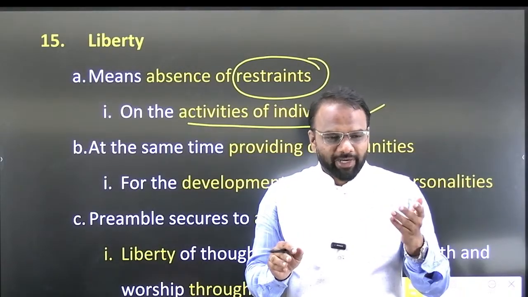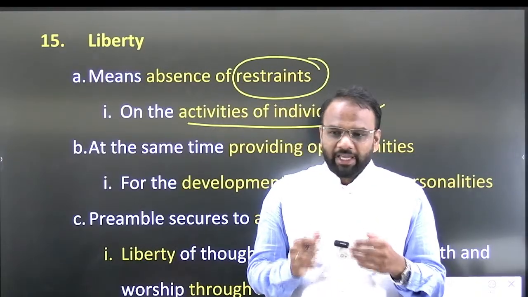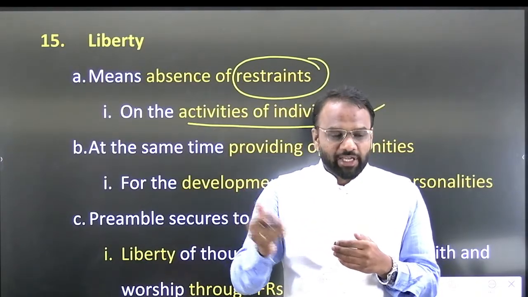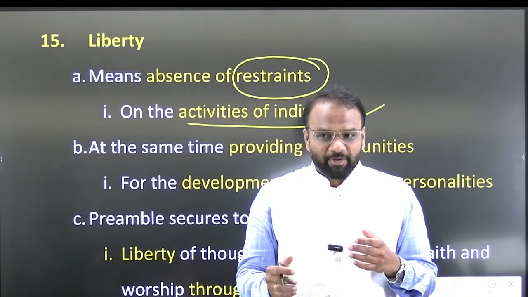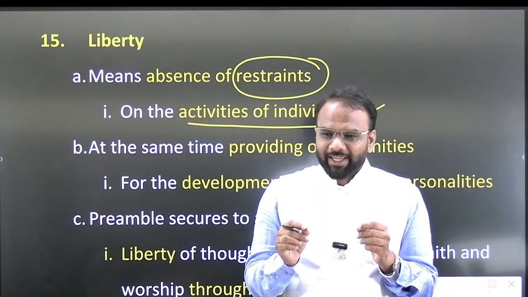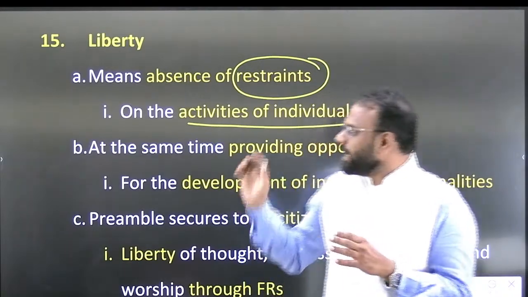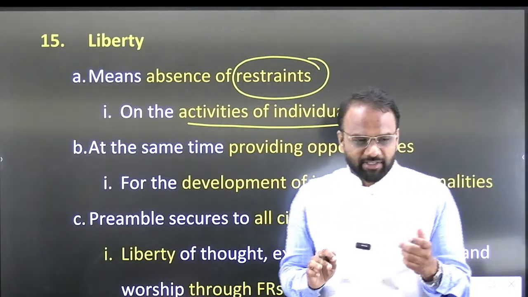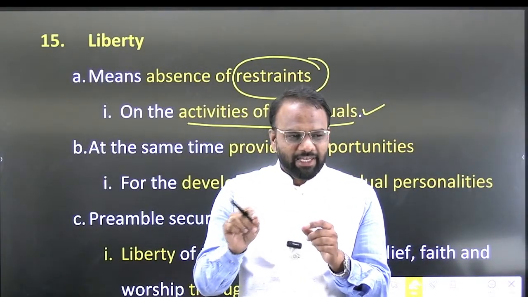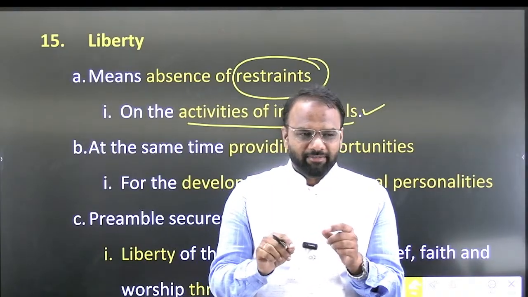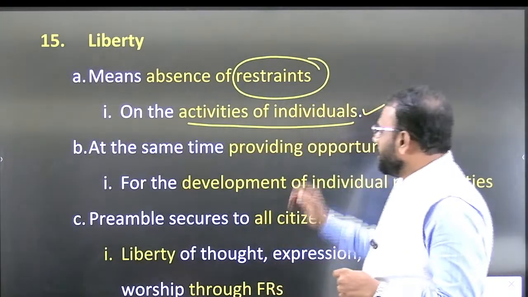Can you criticize the government? Yes, you have that liberty. Can you have a conversation with others? Can you express your opinion to others? Yes. Can you express your opinion in a very aggressive way so that it hurts the sentiments of others? No. So your liberty has reasonable restrictions as well. Here what we have to understand is absence of restraints. In the examination, if they ask which word in the preamble indicates absence of restraints: justice, liberty, fraternity, equality? Liberty indicates absence of restraints. There is no restriction on the activities of individuals.